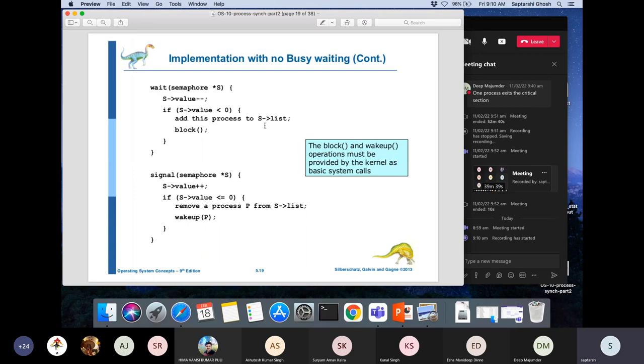Okay, so let us continue from what we were discussing yesterday. We were discussing semaphores. Just a 2-minute recap maybe. Semaphores are essentially a mechanism to ensure mutual exclusion. So a semaphore is essentially a lock.